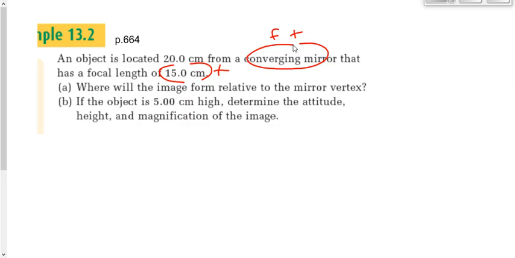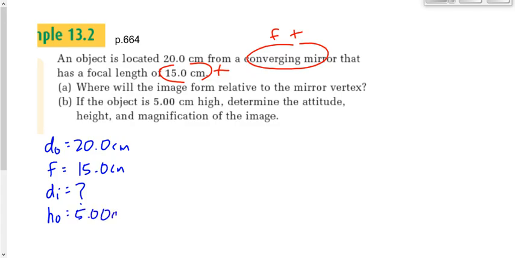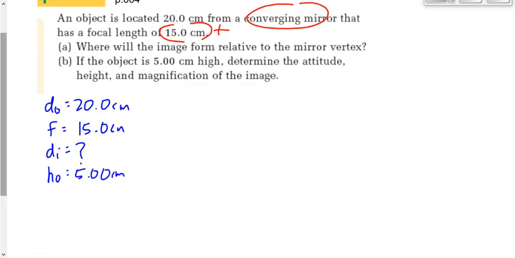Let's write down some givens here, okay? Let's say DO is 20 centimeters. Let's say F is positive 15.0 centimeters. We want to find DI. We have HO, and we want to find the attitude. That's not a number, right? So we'll worry about that later on. The image height, and we want to find the magnification. Look at that. We have 3 unknowns. You can deal with that.